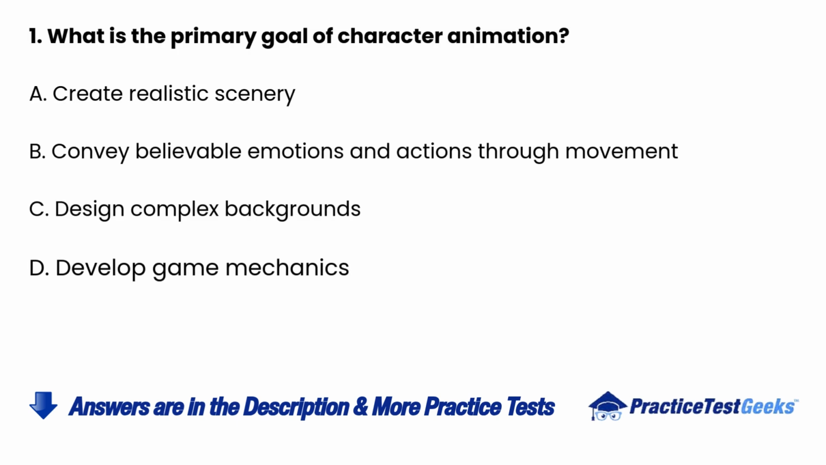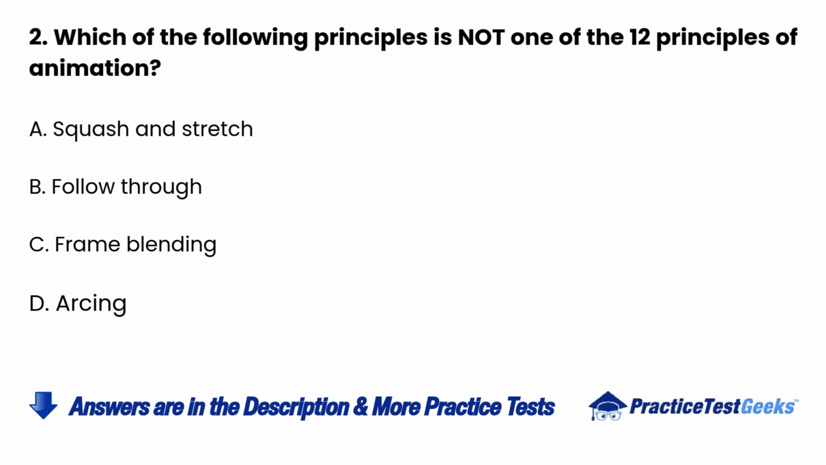1. What is the primary goal of character animation? A. Create realistic scenery. B. Convey believable emotions and actions through movement. C. Design complex backgrounds. D. Develop game mechanics.